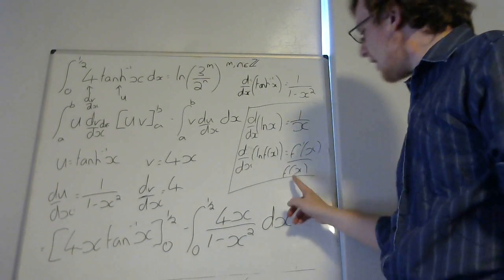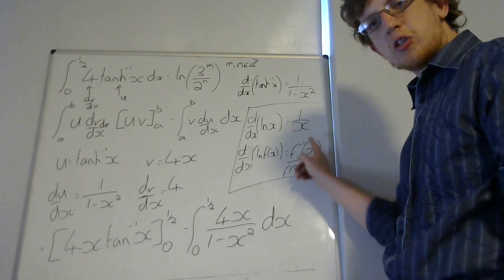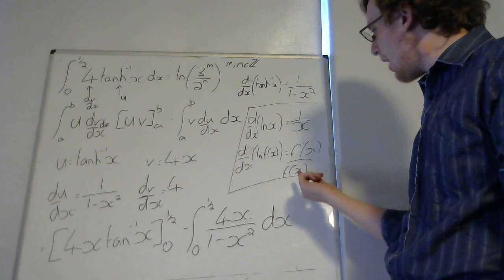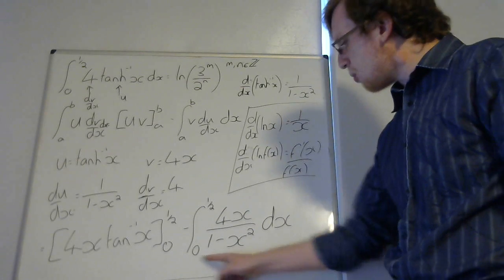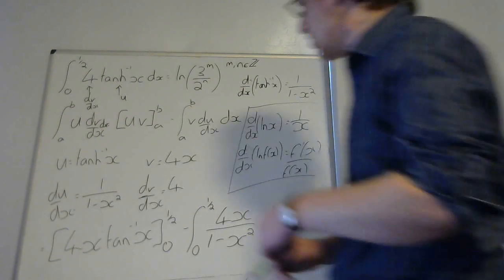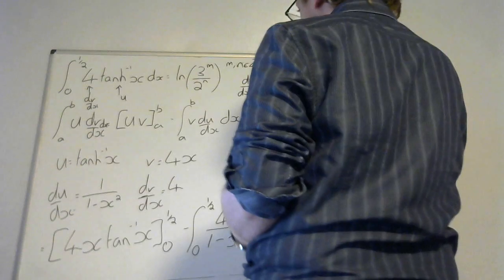So if you have a fraction where the derivative of the bottom is on the top, when you integrate it, you get ln of whatever's on the bottom. And that's what we're going to be doing here. We're going to make it so the derivative of the bottom is on the top. So I'm going to jump back to the top of the board.